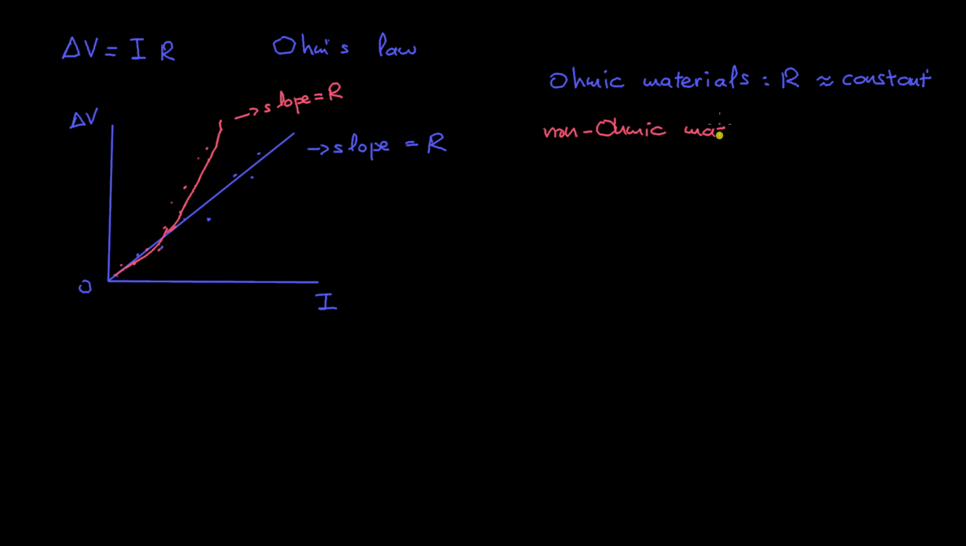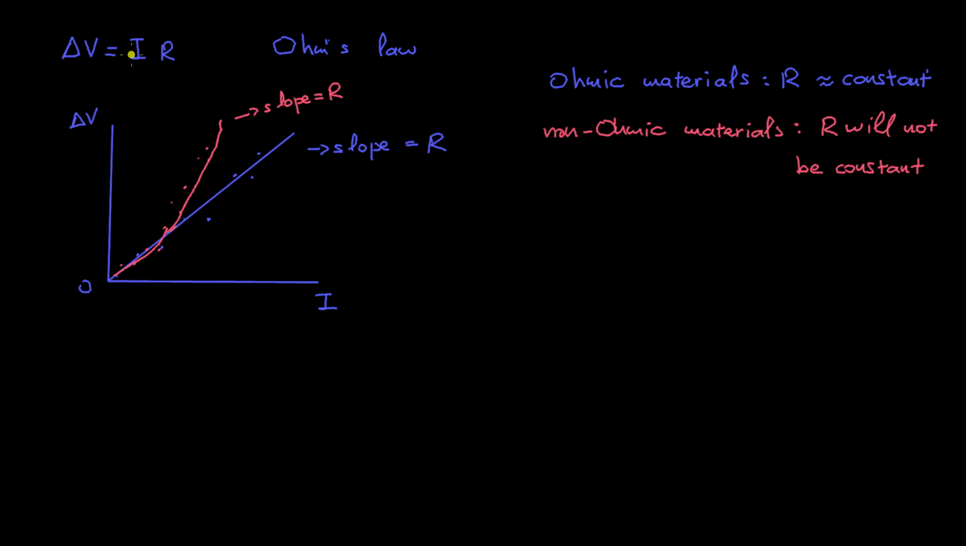materials, the resistance, the number that you have, the R, will not be a constant. And this makes it less useful. Okay, the usefulness with Ohmic materials is that once you know what the resistance is, once you know R, you can use it independent of the potential difference or the current that you have flowing in your material.